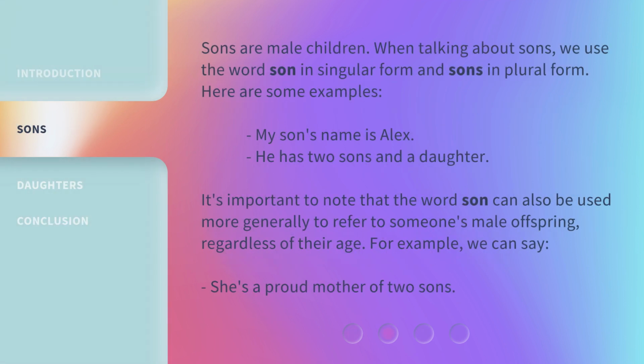Sons are male children. When talking about sons, we use the word son in singular form and sons in plural form. Here are some examples. My son's name is Alex. He has 2 sons and a daughter. It's important to note that the word son can also be used more generally to refer to someone's male offspring, regardless of their age. For example, we can say, "She's a proud mother of 2 sons."